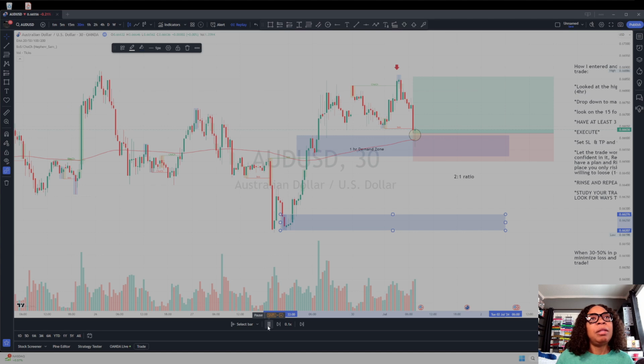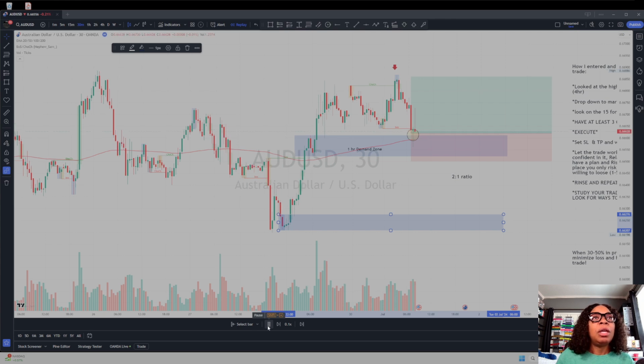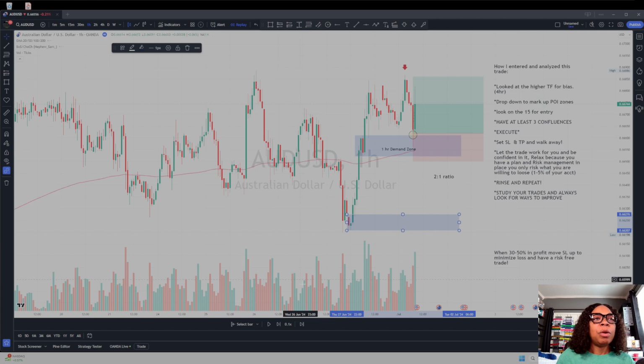That is the area after that rejection wick on the 30-minute closed. I felt comfortable getting in. So this is where I got in, and it shot up. Looking at it on the 1 hour, it worked in that area for a minute. What I did was I put my stop loss here. That's when I set everything.